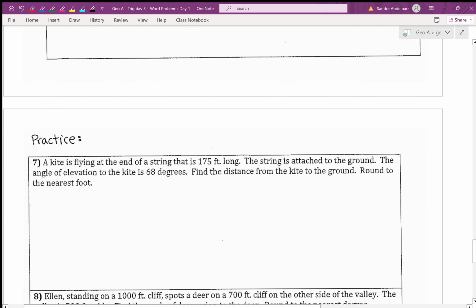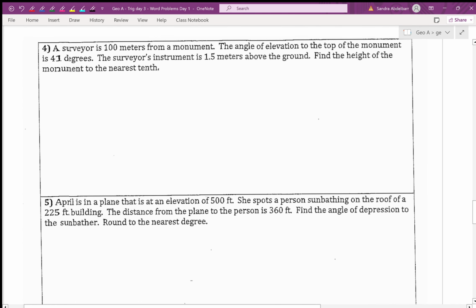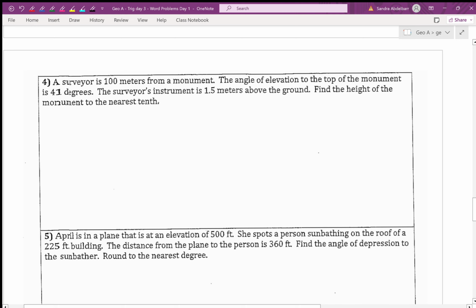Let's keep going. All right, so now we're going to get into problems that are a little bit more complicated. We ready? So those were our basic ones. Now we're stepping it up. All right, a surveyor is 100 meters from a monument. The angle of elevation to the top of the monument is 41 degrees. The surveyor's instrument is 1.5 meters above the ground. Find the height of the monument to the nearest tenth. All right, we got a bunch of things going on. A surveyor is 100 meters from the monument.